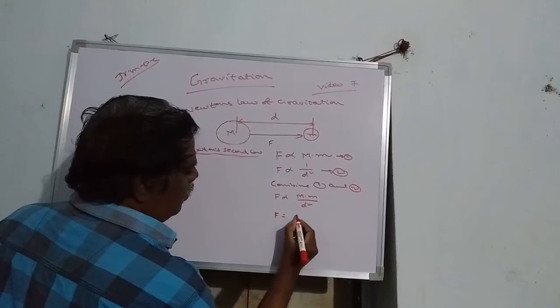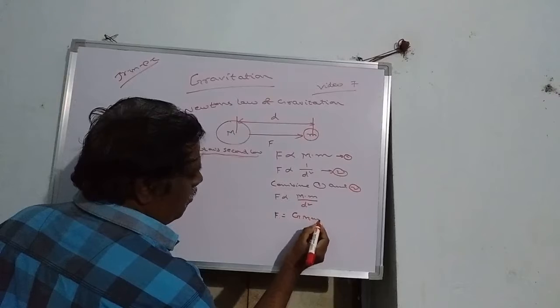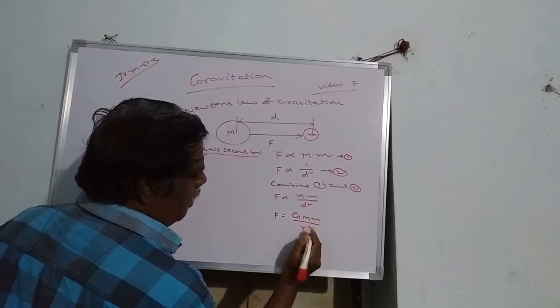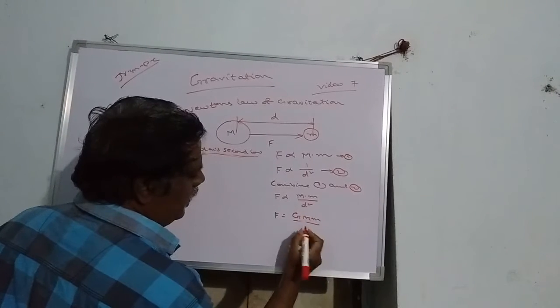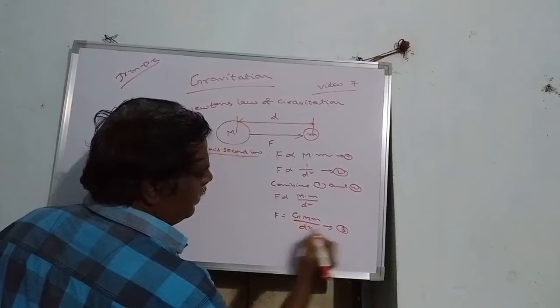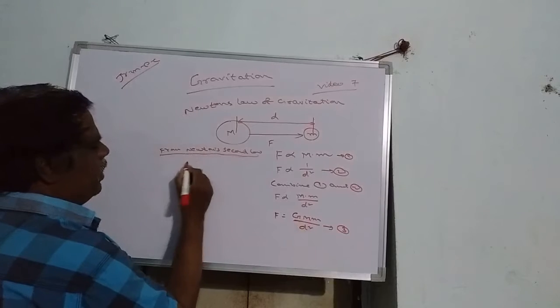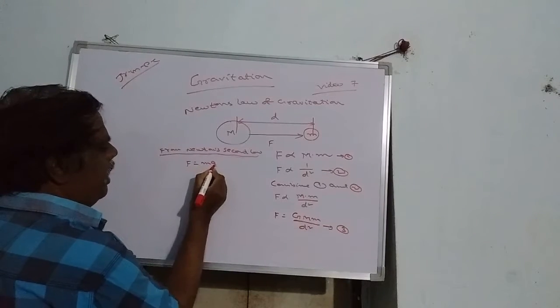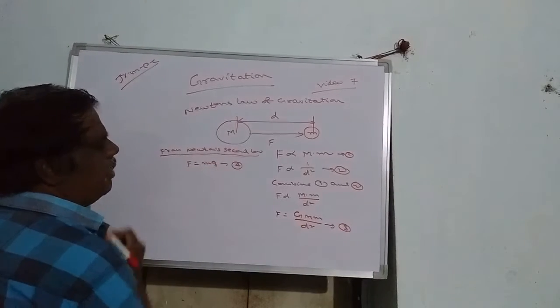Here F is equal to Gmm by R square or D square. Okay, D square or R square or distance. This will be equation number 3. From Newton's second law, F is equal to mg, this is equation 4.